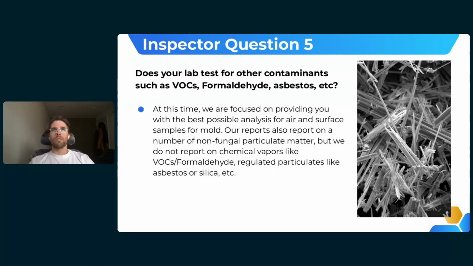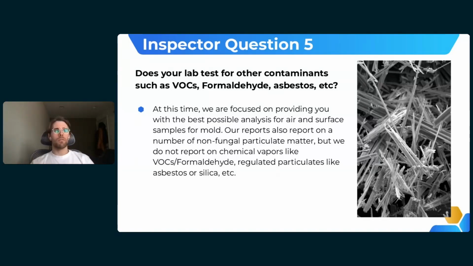Our report does include other contaminants as well, things like skin cells, carbon particulate, fibers, hair, etc. But regulated particulate like asbestos or silica, or other materials like lead or chemical vapors, VOCs, formaldehyde, etc. Those tests have very specific sampling and analysis requirements that aren't quite the same as collecting it on a spore trap cassette. So at this time, we don't offer those analysis services.